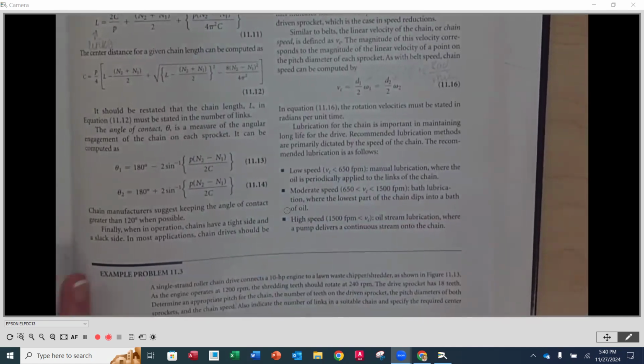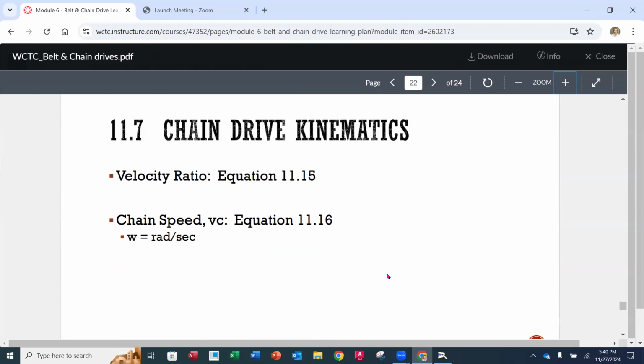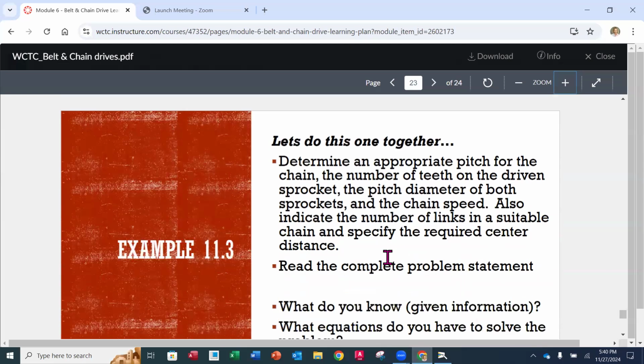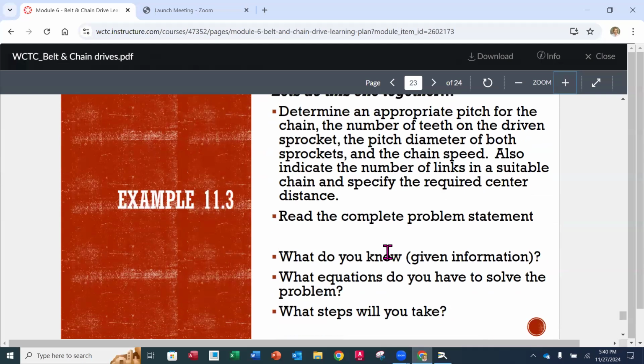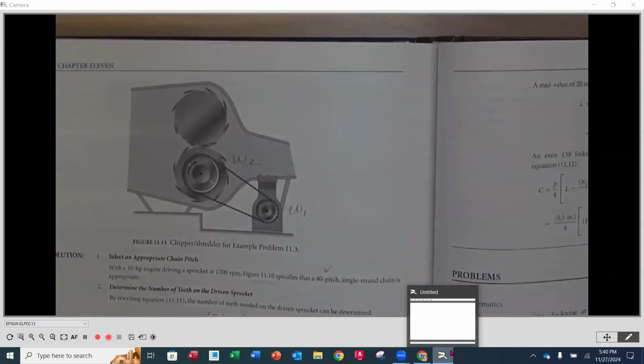Okay. So I think let's go back to our PowerPoint. I think we're ready to look at this last example in this chapter. We just talked about velocity ratio, so we're going to be looking at example 11.3. The statement is found at the bottom of page 311, but the illustration, if we turn the page, is up at the top of page 312.